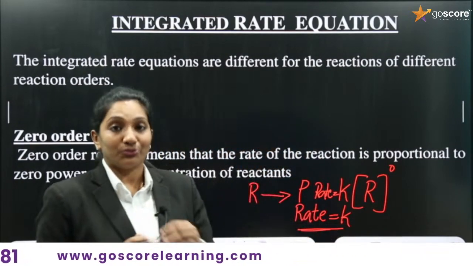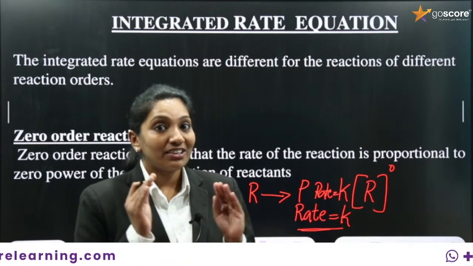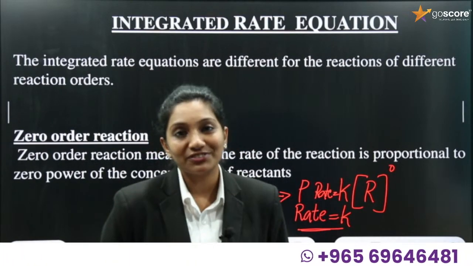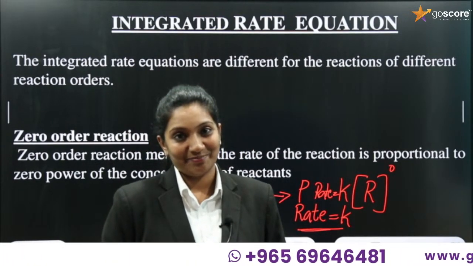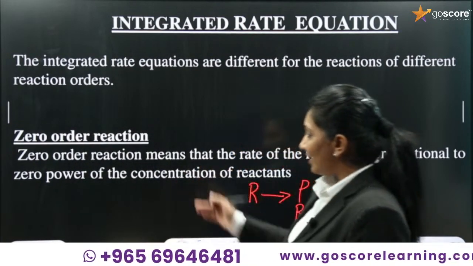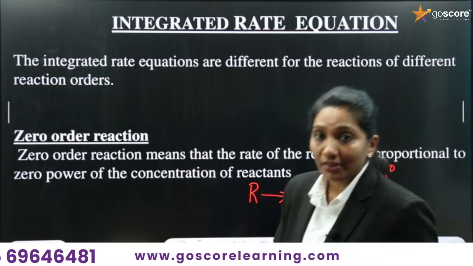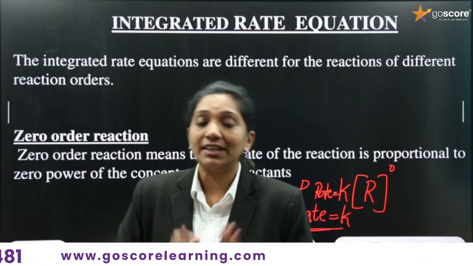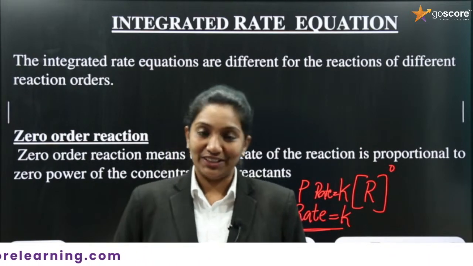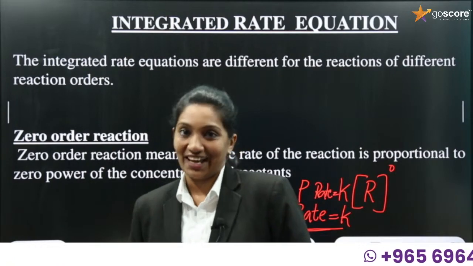That means for a zero order reaction, the rate of the reaction does not depend at all on the concentration of reactant. It is independent of the concentration of reactant. Clear? So you already know that zero order reaction means the rate of the reaction is proportional to the zero power of the concentration of reactant. That is, it is independent of the concentration of reactant. What do we want to find out? We need to derive the integrated rate equation for zero order reactions, right?